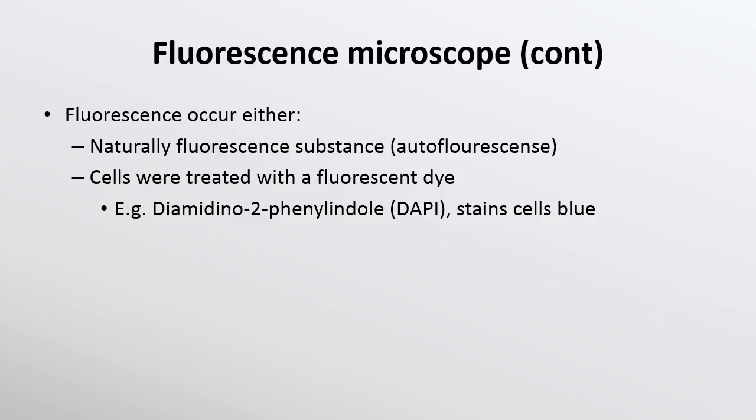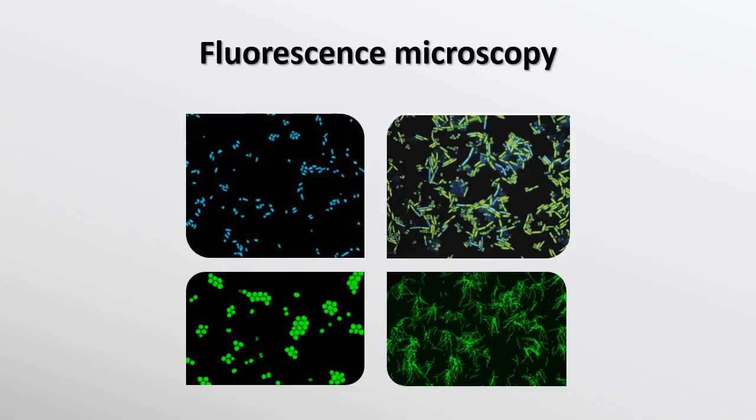At this point you might be asking where the fluorescence comes from. There are two ways fluorescence can happen. It can happen naturally, which is called autofluorescence, or the cells can be treated with a fluorescent dye. For example, DAPI dye. The DAPI will give a blue stain to the cells. This is an example of a fluorescent image from fluorescence microscopy. Usually they are very shiny, and you can see different colors in there.